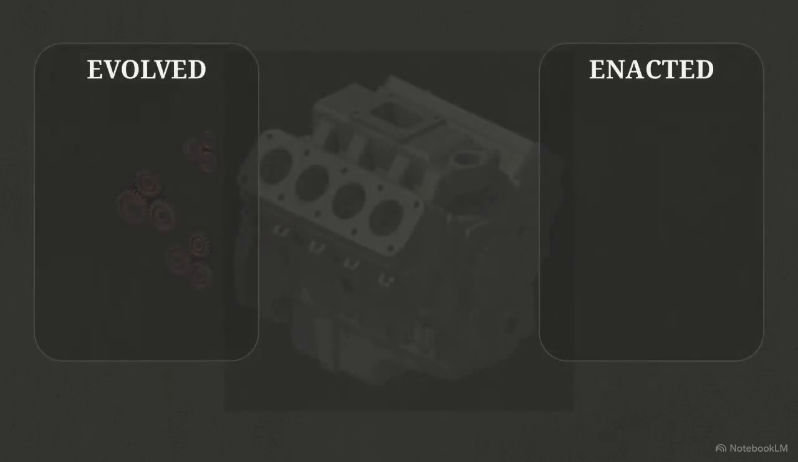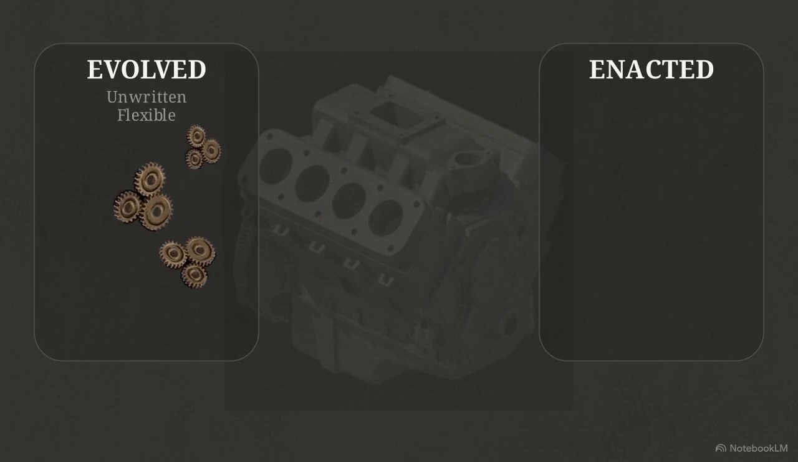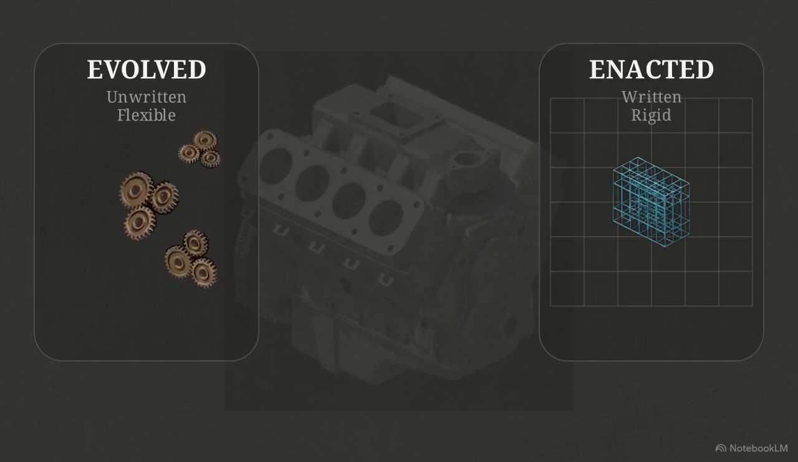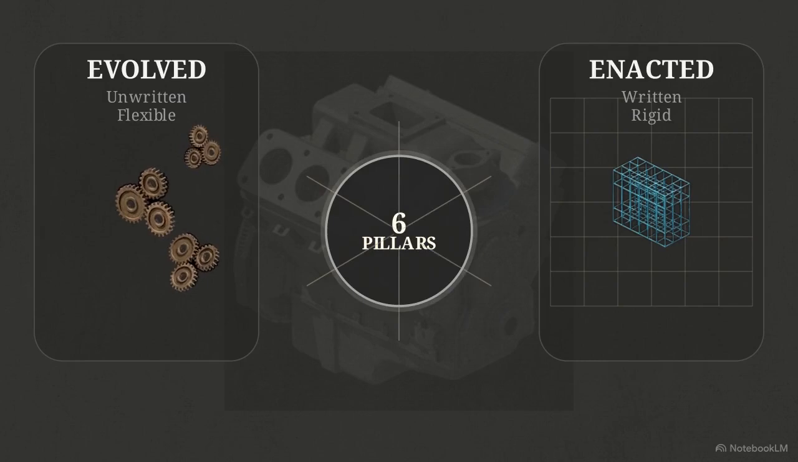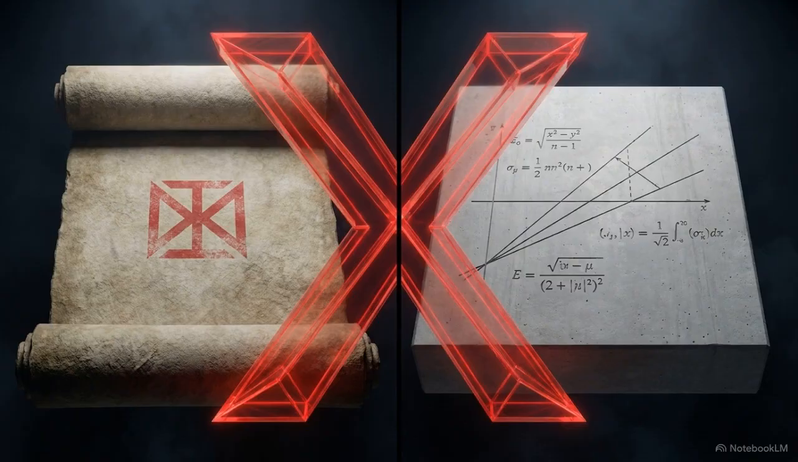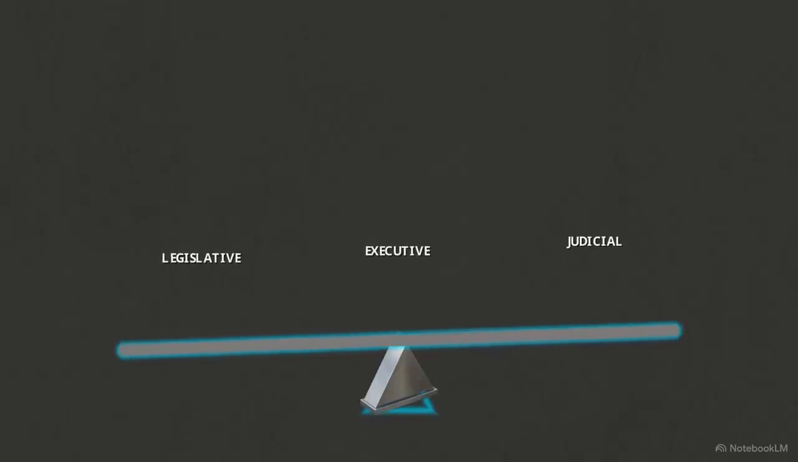View these paradigms as 2 distinct state machines. On the left, the evolved, unwritten, flexible machine is driven by overlapping gears of tradition. On the right, the enacted, written, rigid machine operates from a geometric blueprint. Both successfully output the exact same thing. A constitution's definition is not determined by its physical document or its origin story, but by its functional capacity to regulate power and organize the state.